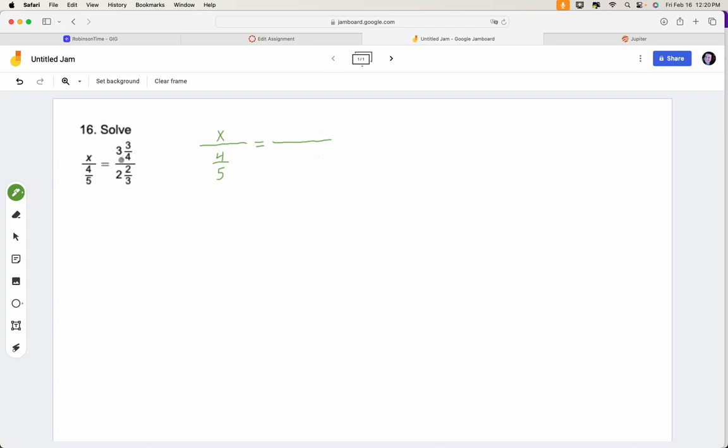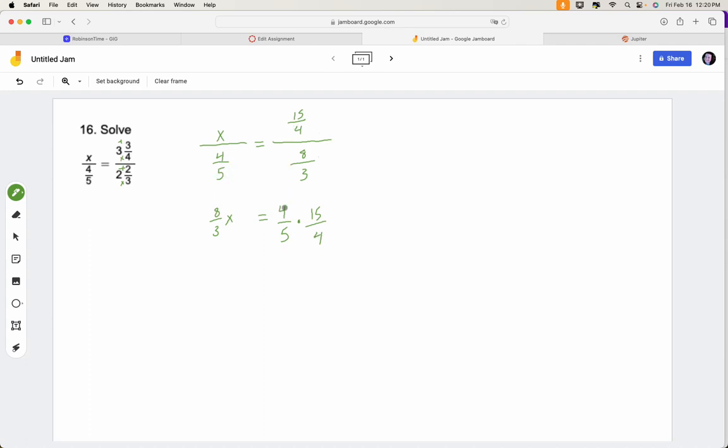I'm going to say 4 times 3 is 12 plus 3. That's going to be 15 over 4. And then this one, 3 times 2 is 6, plus 2 is 8. So it's 8 over 3. Now that I have improper fractions, we're going to cross multiply. So x times 8 over 3 is 8 over 3x, just because we like to write the variable second. And then this one is going to be 4 over 5 times 15 over 4, right?